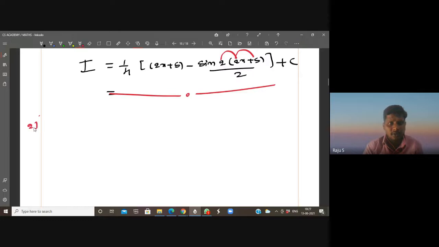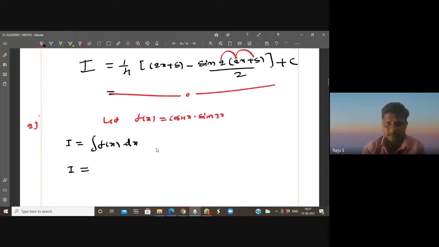The second one is, let us take the given function as f of x equals cos 4x into sin 3x. Now the integral I is equal to the integral of f of x dx. If you want to write more steps, you can take it like this. Let us consider the given function as f of x. I is equal to the integral of f of x, nothing but cos 4x into sin 3x into dx.